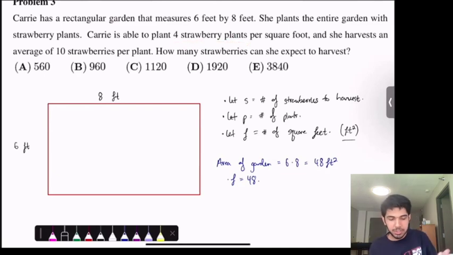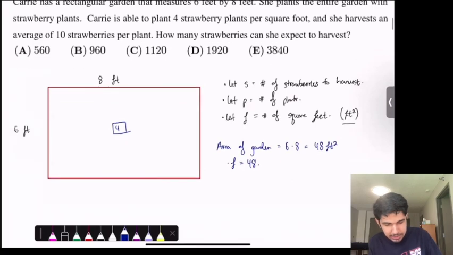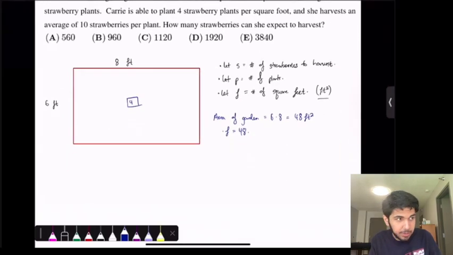So per square foot, let's just draw a little box here representing 1 square foot. Carrie can plant 4 strawberry plants, so I'll just write the number 4 plants. And then within each of those plants, there's an average of 10 strawberries per plant. Okay, so what exactly does that mean? First, let's deal with the number 4.